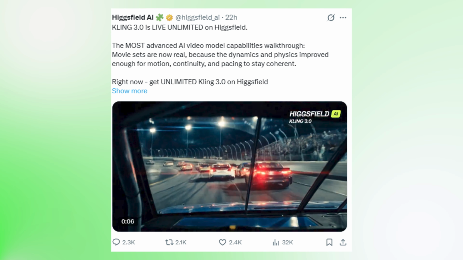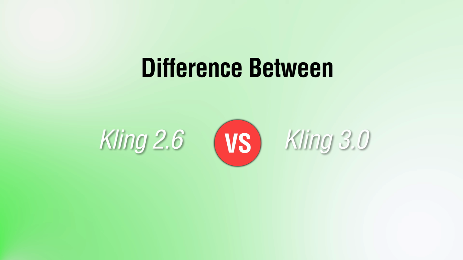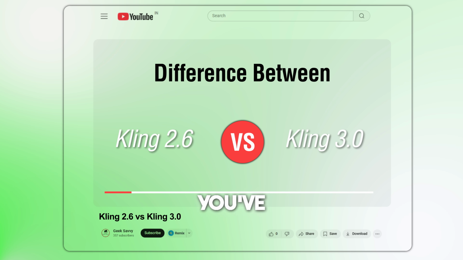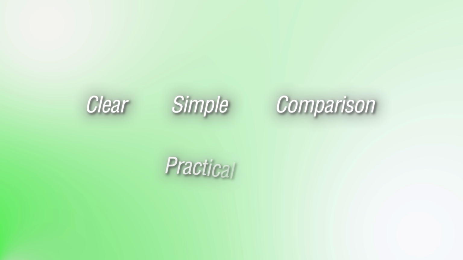Kling 3.0 is officially launched now. If you want to understand the real differences between Kling Video 2.6 and Kling Video 3.0, you've tapped on the right video. I tested both versions side by side inside Higgsfield, so in this video you will see a clear, simple, feature-by-feature comparison and practical demos for each new upgrade.